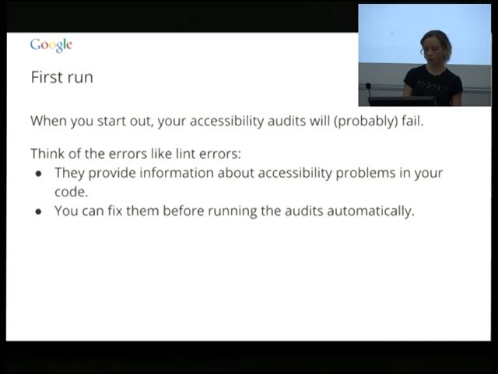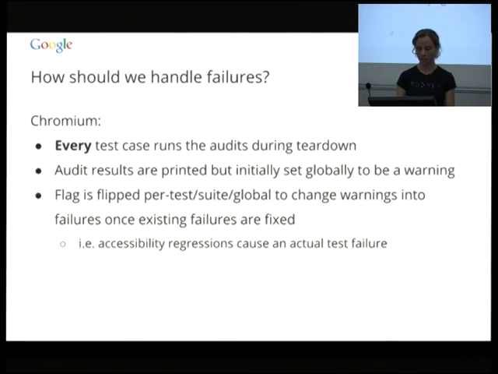So when you first run it, your accessibility audits will almost certainly fail, especially if you've never looked at accessibility before. So these errors are kind of like lint errors. They're going to provide you information about potential accessibility problems. It's worth going through each one. Often it'll be sort of a class of problems, so you don't need to look at every single element. You'll be able to make one CSS change and that'll fix it. And then go through and fix all these issues before you start running the audits as part of your CI.